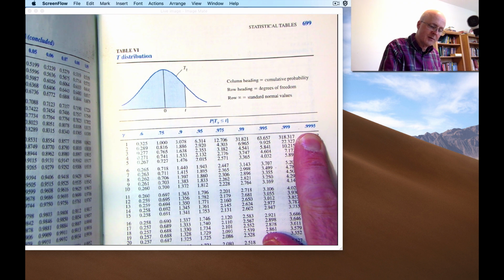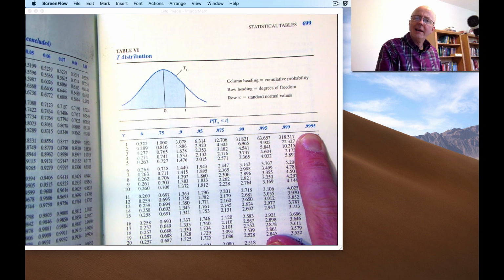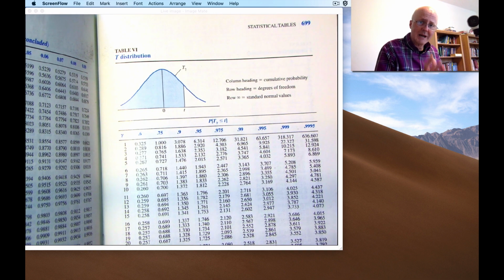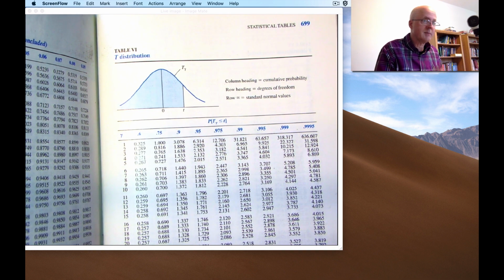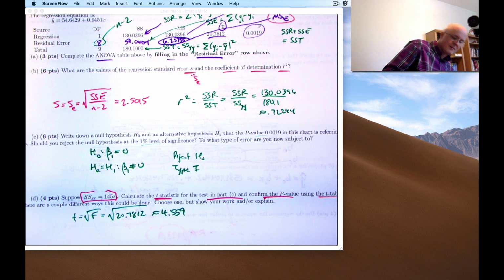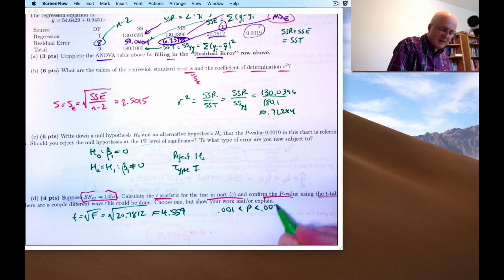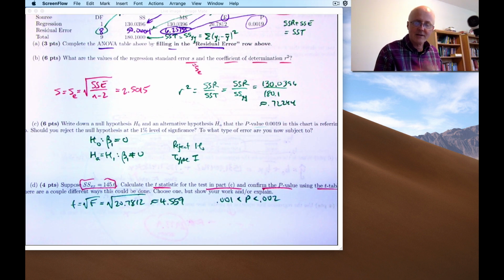0.001 and 0.0005. I'd have to double those numbers to get a range of possibilities for the two-tailed p-value, which would be between 0.001 and 0.002. If you're going to write inequalities with less than signs, put the smaller number on the left and the bigger number on the right.